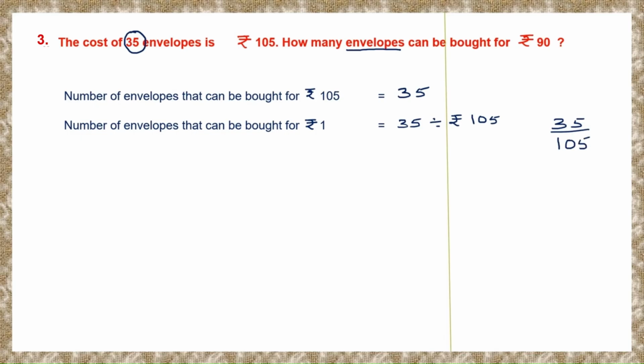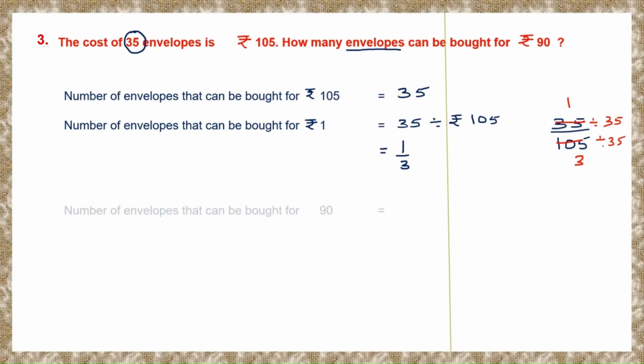Now let's see if we can reduce this to the lowest term. We can divide both by 35 itself. Both can be divided by 35. So that will be 35 ones are 35 and 35 threes are 105. So the number of envelopes that can be bought for 1 rupee is 1 by 3.